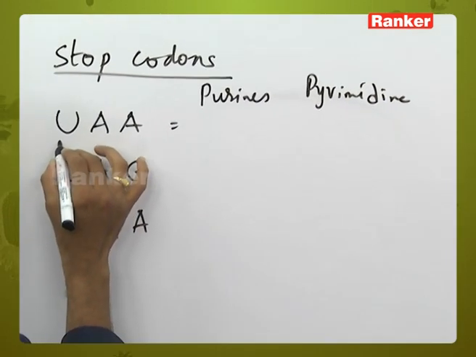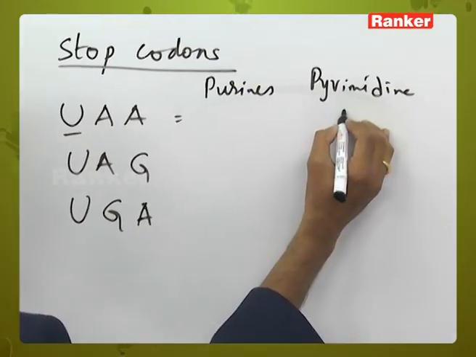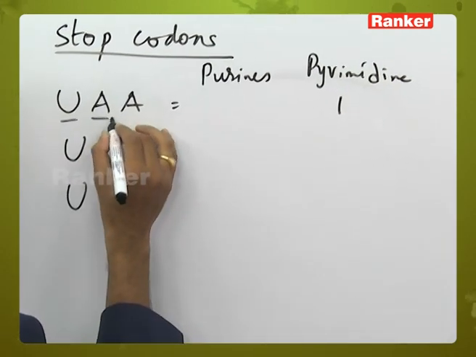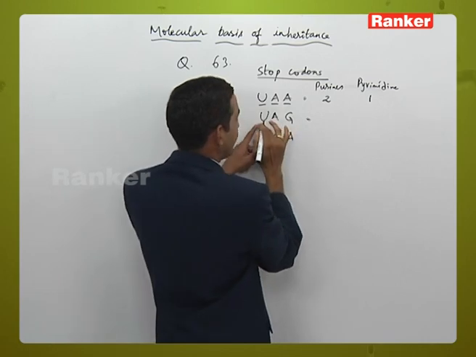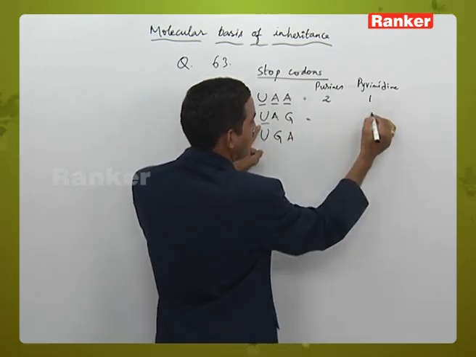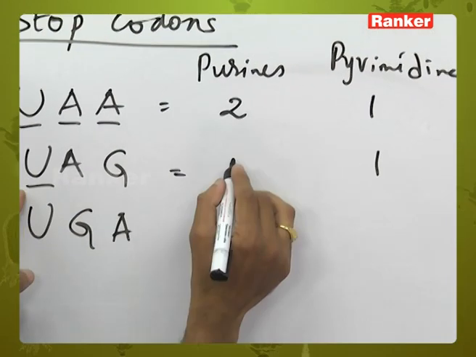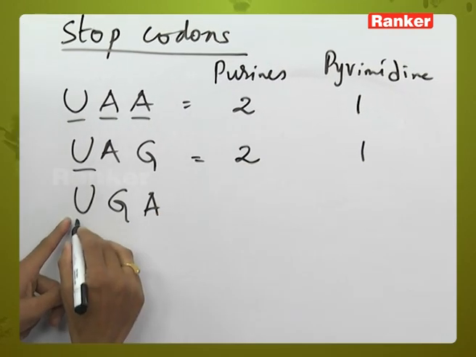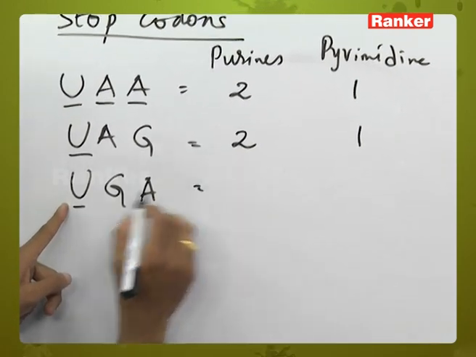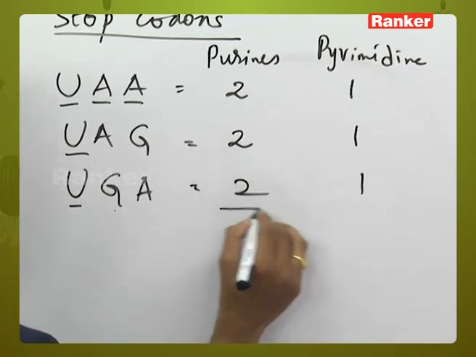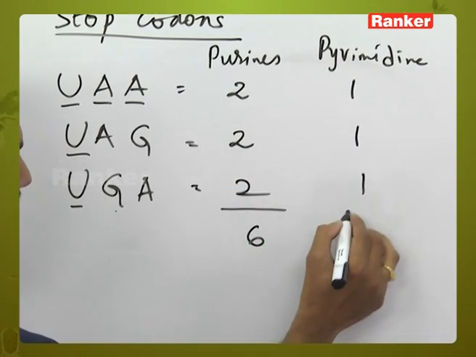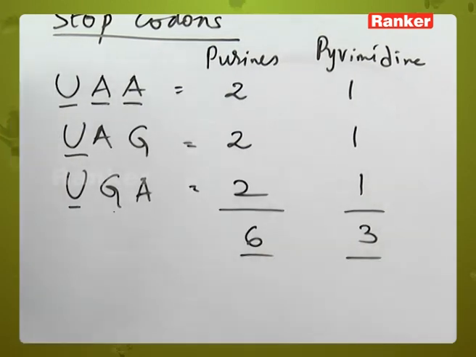In this, uracil is a pyrimidine, that is one, and both adenines are purines. Then in UAG, uracil is a pyrimidine, and A and G, adenine and guanine, are purines. Whereas in the third one also, uracil is a pyrimidine and guanine and adenine are purines. So the number of purines is 6 and the number of pyrimidines is 3.